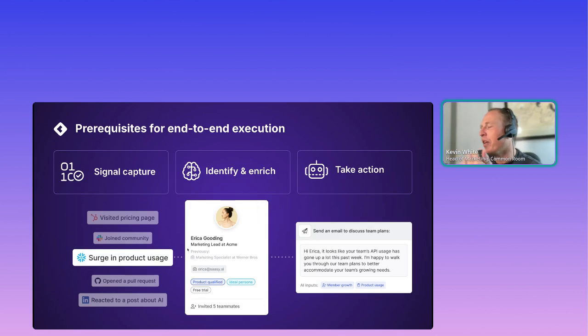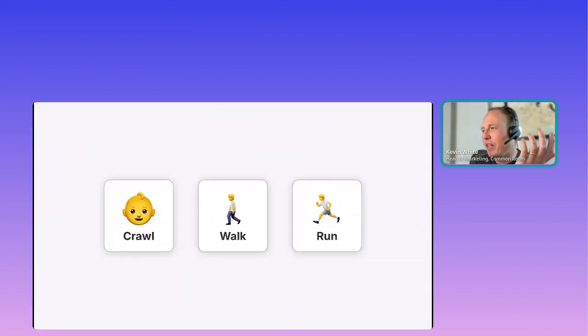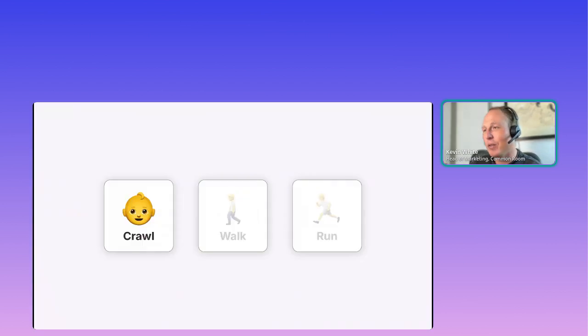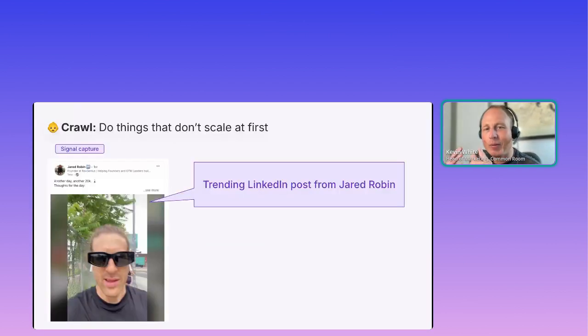And the great part about this is you can take a crawl, walk, run approach, and the prerequisites, honestly, you pretty much just need a spreadsheet and an internet connection at the bare minimum in the crawl phase. So that's something I like to highlight: you don't need to over-engineer things with tooling and things like that.